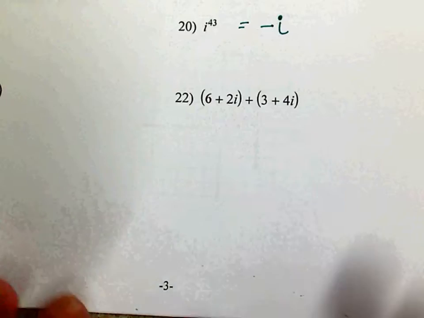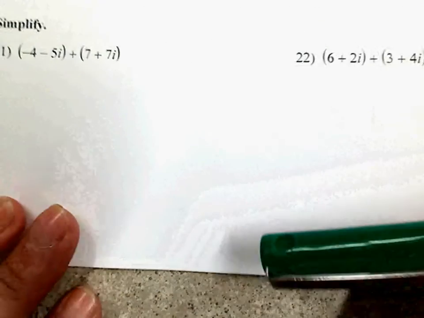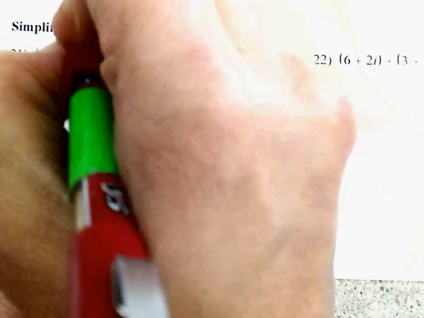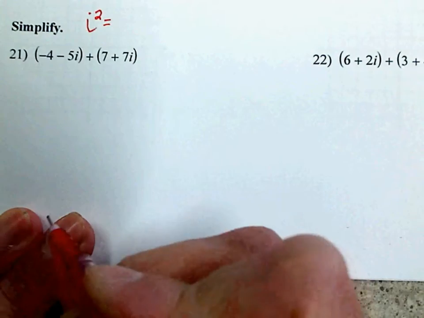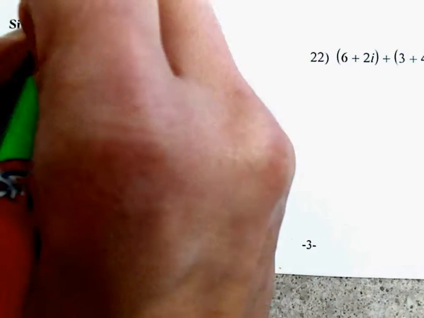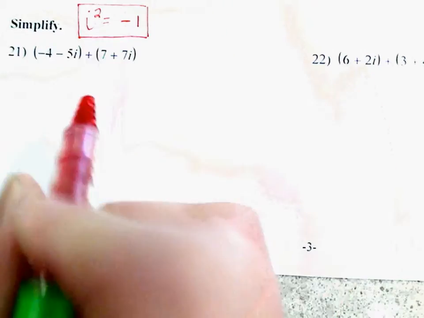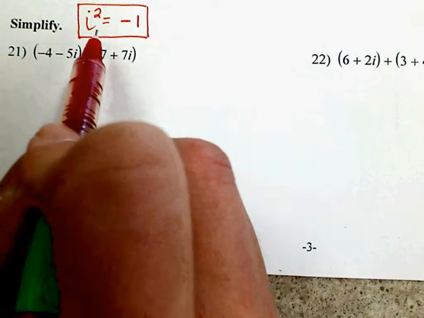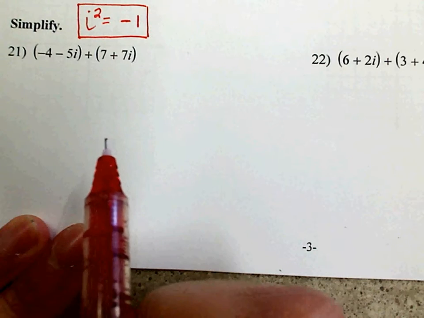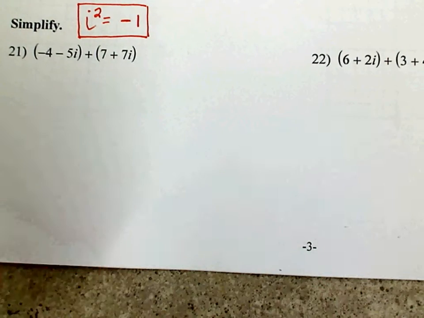All right. Let's go to number 21. Now, on 21, what you need to know is this. Anytime you have an i squared, you need to simplify and make it a -1. Okay? So that's some kind of information that you are going to need. Anytime you see an i squared, simplify and make it a -1. You should not have an i squared in your answer. All right, 21.